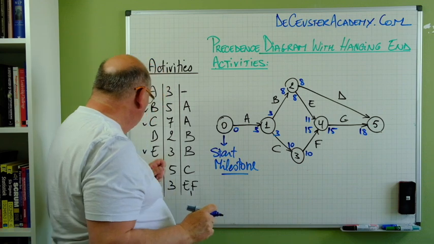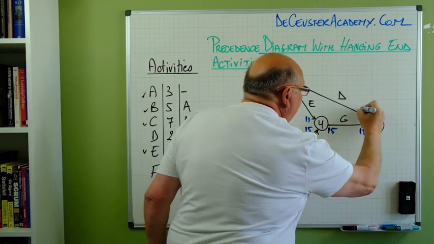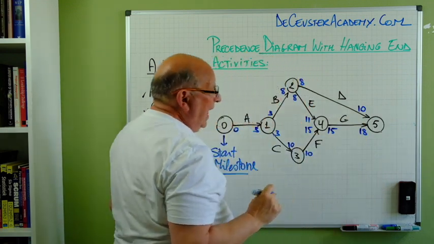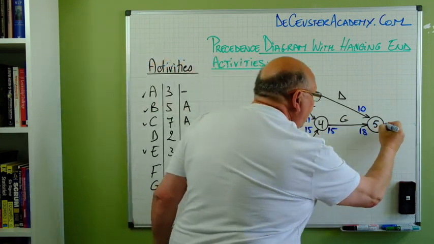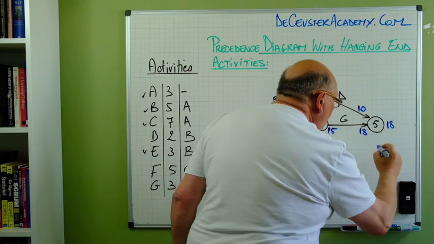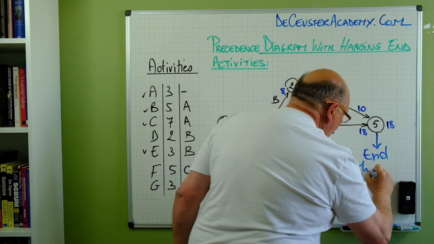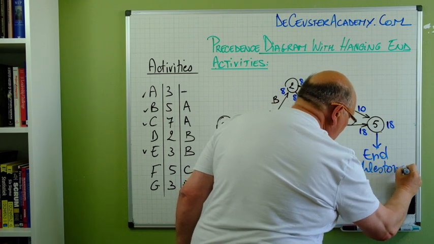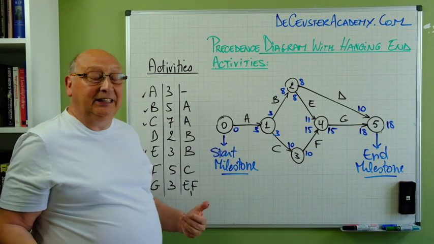We still have to do D. D has a duration of 2, so we have here 10. And for the last event, we take 18, which is the duration of the project. So that is the end milestone. So we see there are no hanging activities.